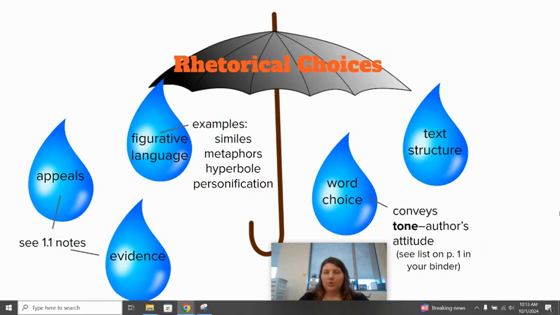The next rhetorical choice we're going to talk about is word choice. And word choice or diction is used to convey tone. And tone is the author's attitude about the subject or their audience or both. Okay? Think about tone of voice, the tone that you use when you are conveying how you feel about something. You have a list on page 1 in your binder that is broken up into different categories. Okay? Let me pull it up. So it's this right here, page 1. And you've got positive tone words, neutral, and negative that you can refer to.